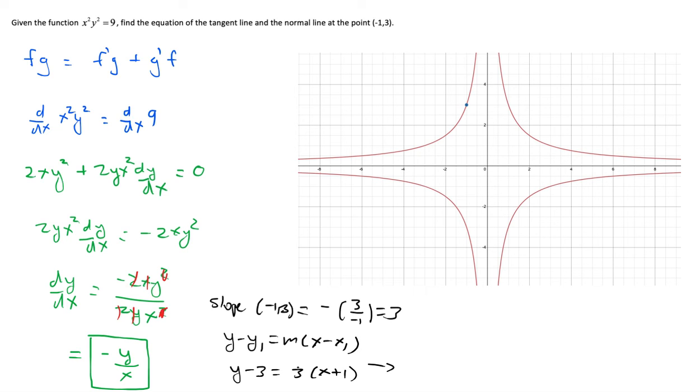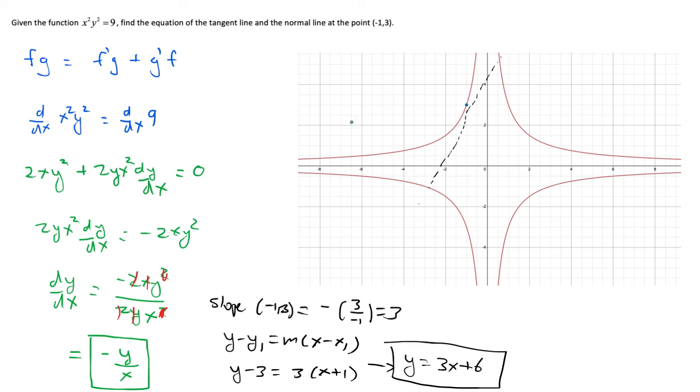We'll distribute through here and add the 3 over: y equals 3x plus 3, and then plus this 3 as well, we get plus 6. So that is going to be the equation of the tangent line here. It has a slope of 3 and a y-intercept of 6. I guess we can draw that as best as we can. There is the tangent line.